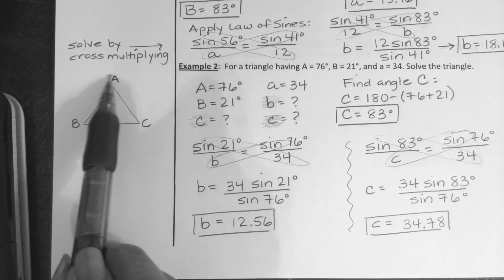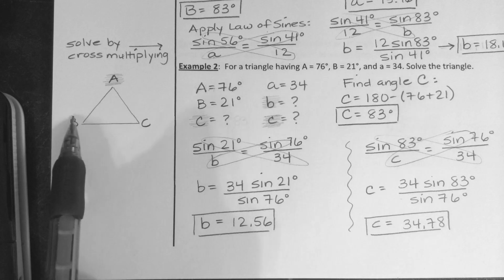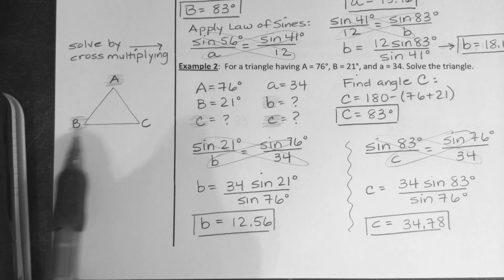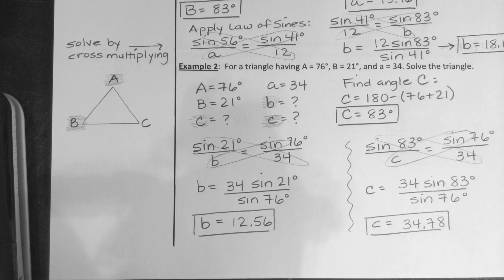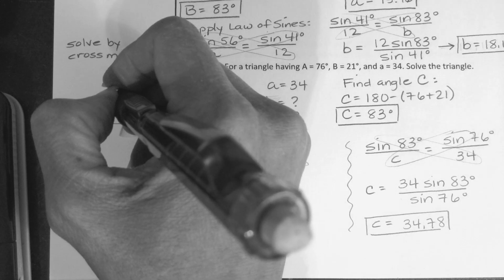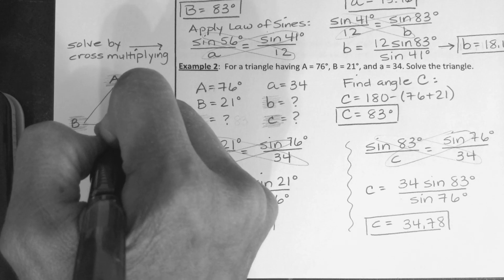So I'm going to highlight this. They gave us angle B, which is 21. So I'm going to highlight this. And then they gave us a is 34, and we see lowercase a always has to be across from the capital letter A. So here's our lowercase a.